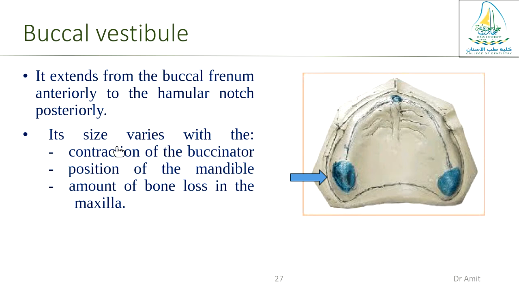Then the position of the mandible, which I'll be discussing in the next slide, and the amount of bone loss. So how much bone loss is there? If the bone is resorbed too much, then this area is going to be very thick. If the bone is not resorbed, this area is going to be very thin. Now, how is the position of the mandible related to this?